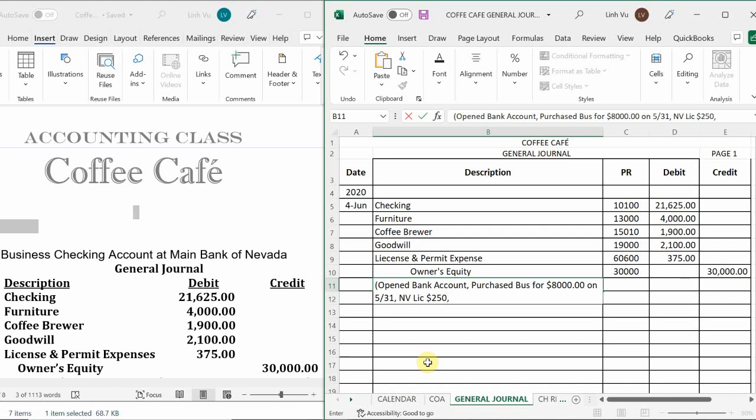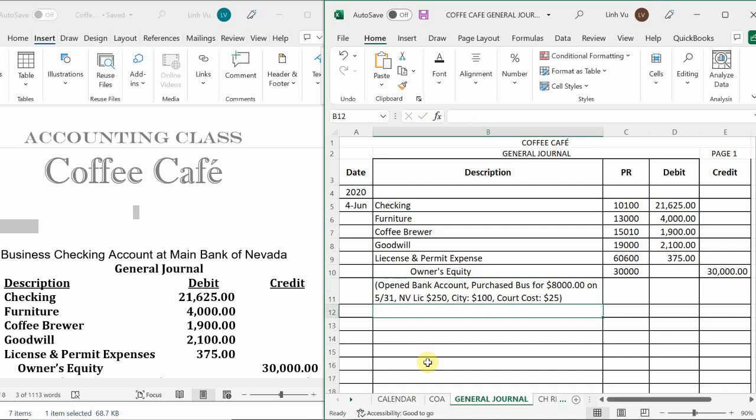And I had to pay city permit for $100. And I also had to pay court cost, right? To change the name for $25, right? And there you go. That's my perfect description. So you could put as much detail as you like, or you can put less detail. And if you really don't want to, because this is your book, you don't even need to have it, okay? Because no one's going to be looking at this except for you.